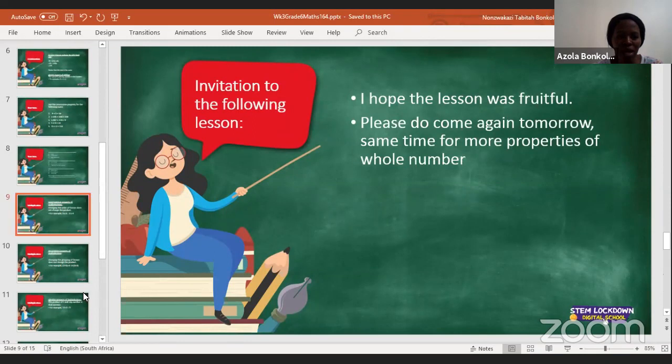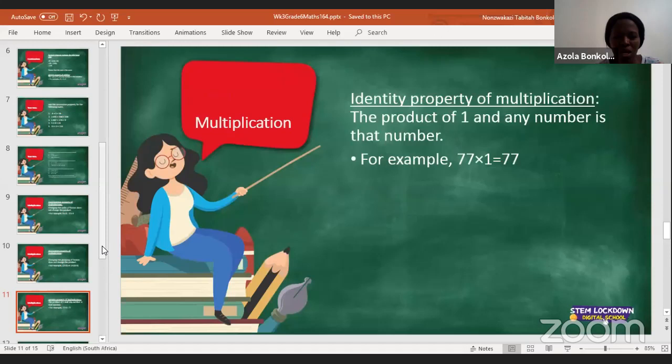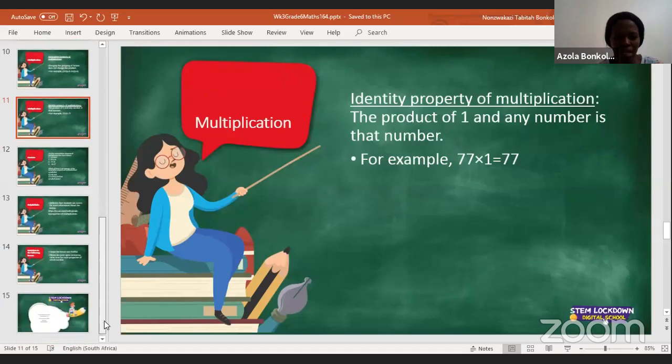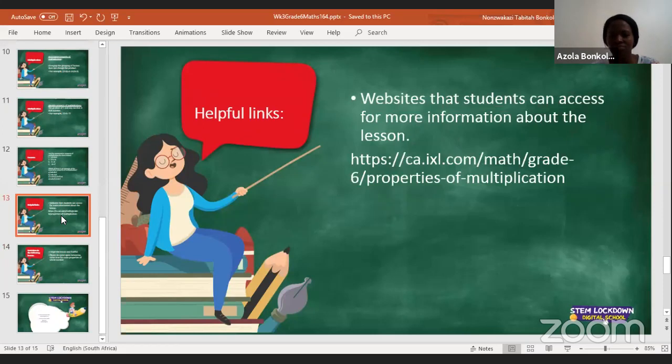However, you can go ahead and look on the site where you can go to for more exercises. It is IXL. You can type on your screens IXL.com and then choose your grade. It will give you exercises that you can do for more practice.